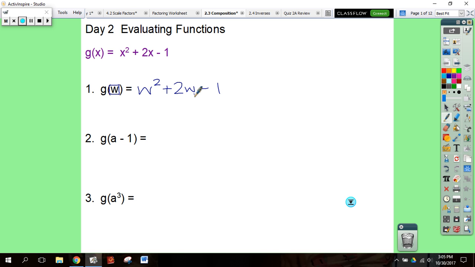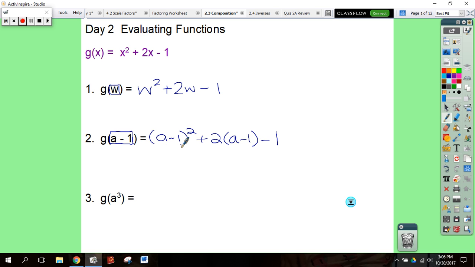These are not like terms because this is w squared and this is just w. Same thing for this one. So if you take a minus 1, this is your input. So wherever you see an x in this equation up here, it gets replaced by this a minus 1. So the a minus 1 needs to stay in parentheses. So a minus 1 squared plus 2 times a minus 1 minus 1.